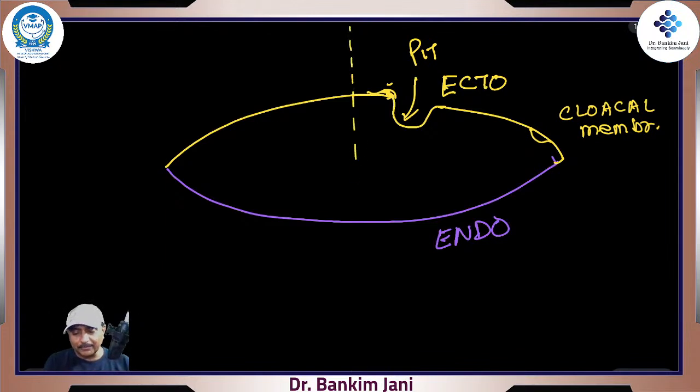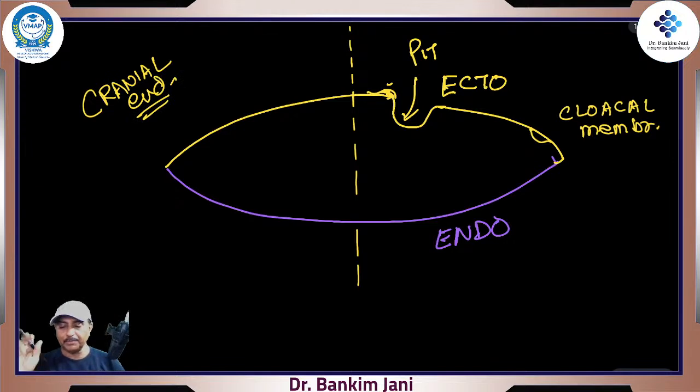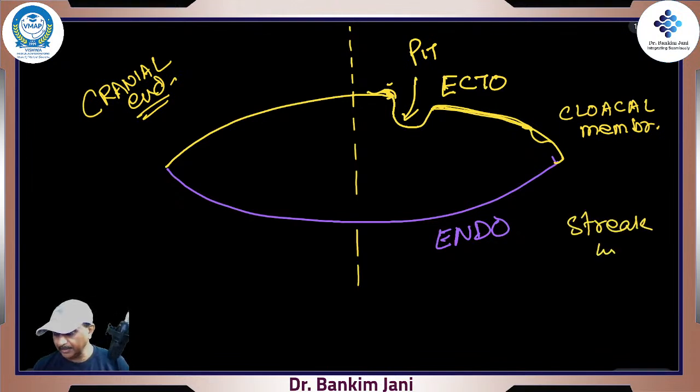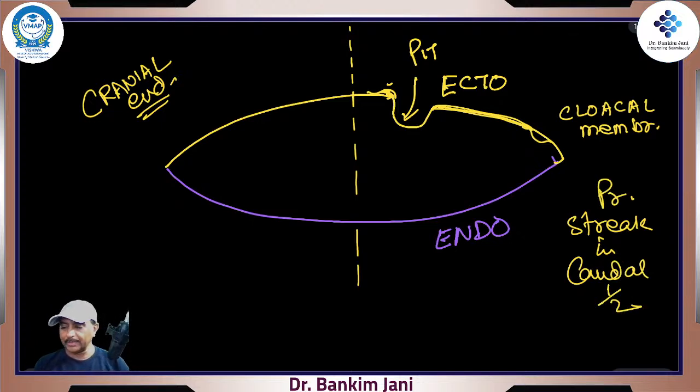So if I draw it like this, this becomes the cranial end, okay? This is the cranial end, because primitive streak, which will be this, this is the primitive streak. Primitive streak develops in the caudal half, right? Primitive streak in caudal half. So that cloaca, that opening, anal opening, that is defined.